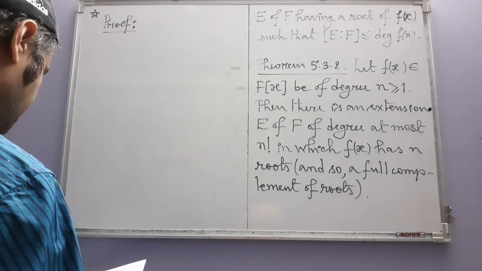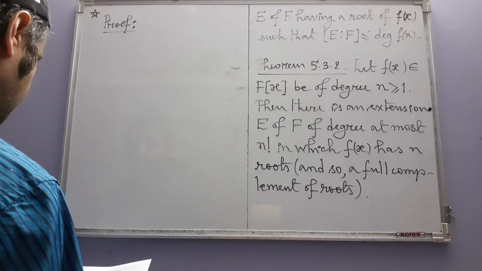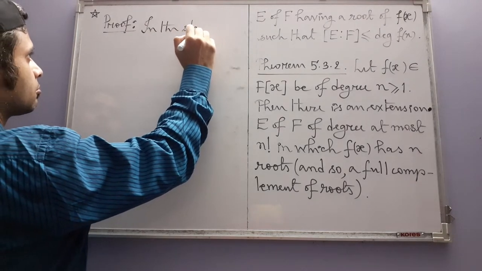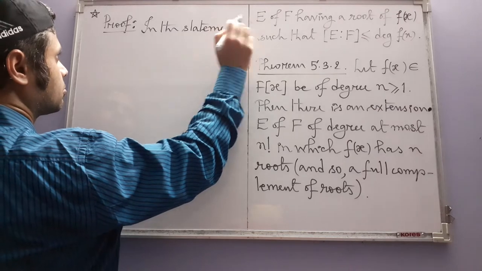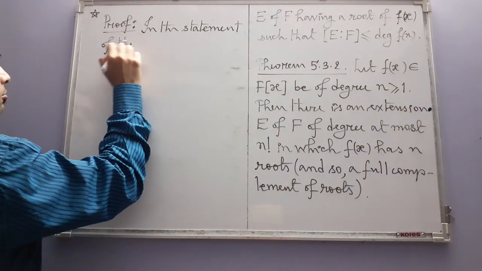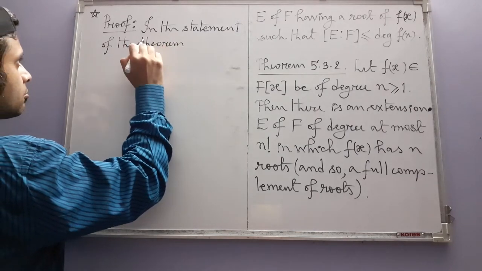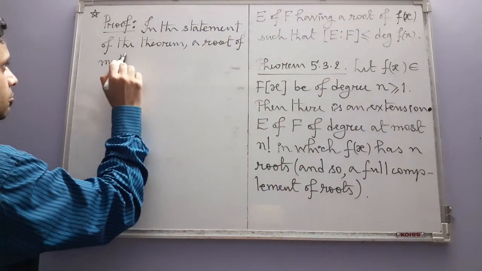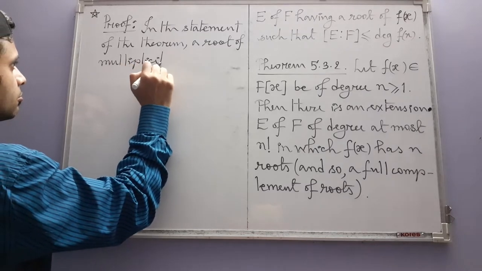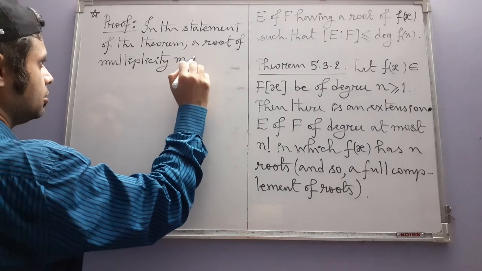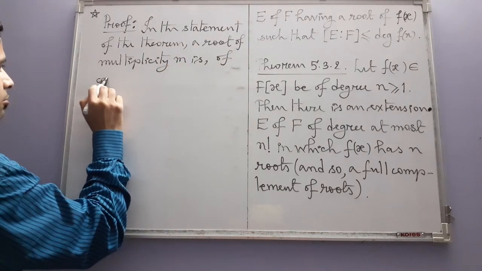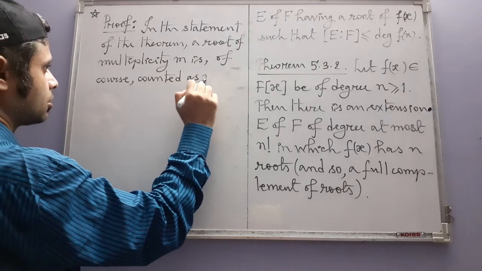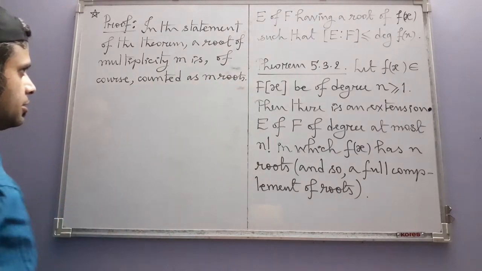Herstein says, in the statement of the theorem, a root of multiplicity m is of course counted as m roots, that is m number of roots.